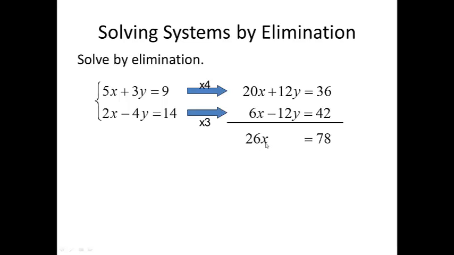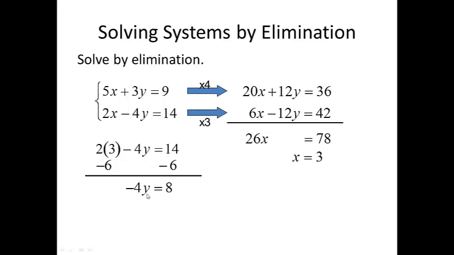I get 26x plus 0y is equal to 78. Divide both sides by 26. I get x is equal to 3. Now I can put this back into any one of these I want. And it doesn't matter where you put it in, but I find the one with the smallest numbers because it's easiest for me to do in my head. 3 times 2 is 6. Subtract the 6 from the 14, and I get 8. And negative 4y is equal to 8. So y is equal to negative 2. So my final answer is 3, negative 2.